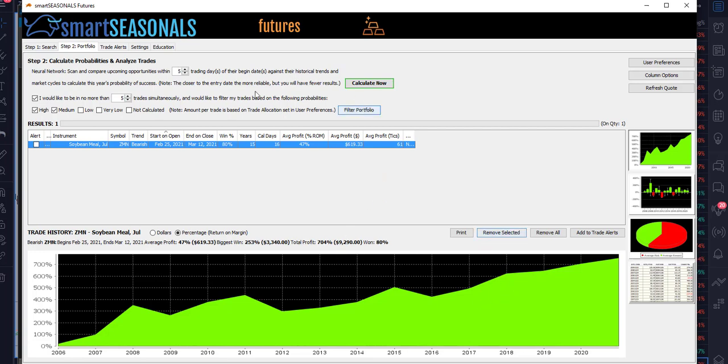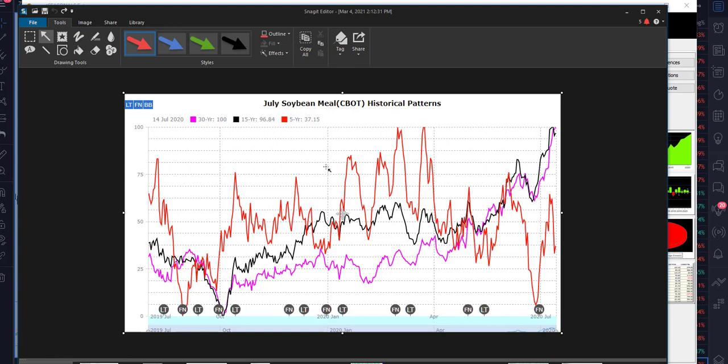Now, to put this in further visual perspective, we can look at a seasonal price average chart, and here we are right in the beginning of March. We have a 5-year price average there in red, 15-year price average in black, 30-year price average here in red. You can see that they are all sloping down.